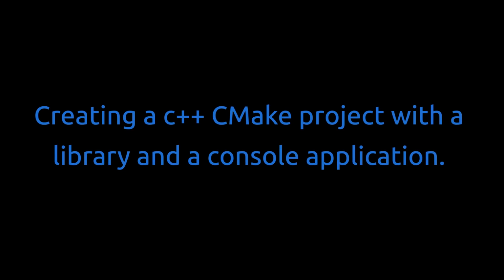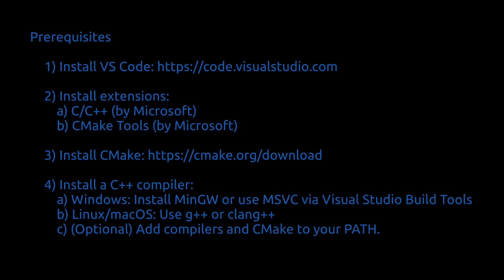Today we try to explore a C++ CMake project which creates a library and uses the said library in a console application. I assume here that the viewers are slightly familiar with the usage of Visual Studio Code and CMake. If not, please familiarize yourself about it. You may pause the video here to check out the prerequisites.